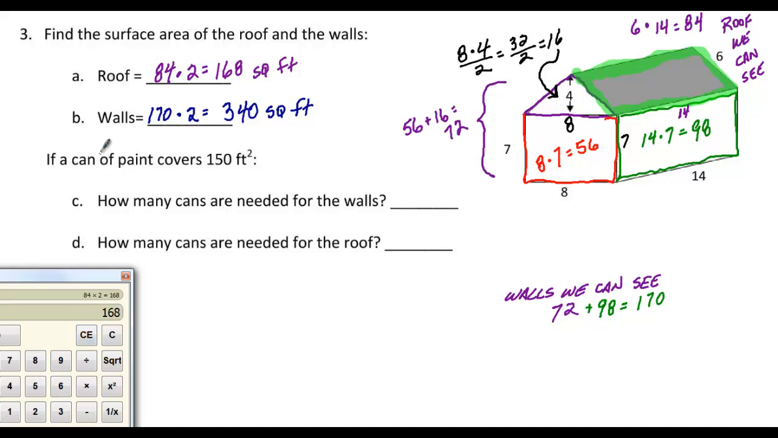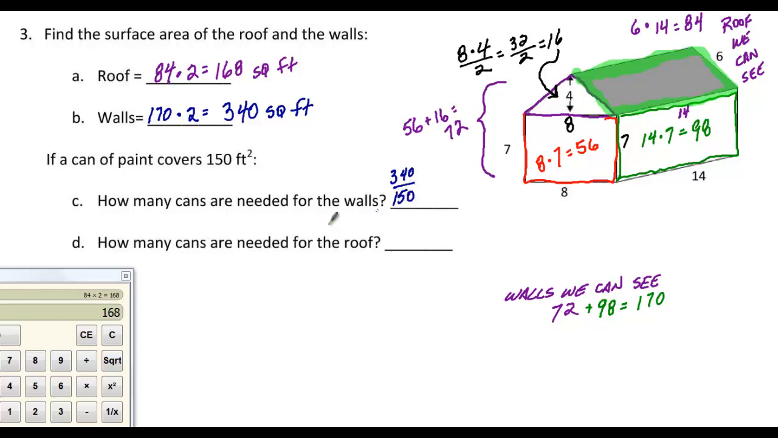All right, now, the second part of our problem. So the first part, find the surface area of the roof and the wall. Second part, coverage with paint. How many cans of paint are needed for the walls? Well, I know that the walls are 340 square feet. So 340.